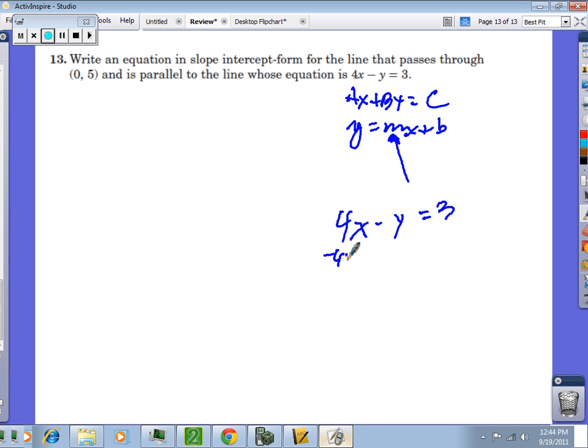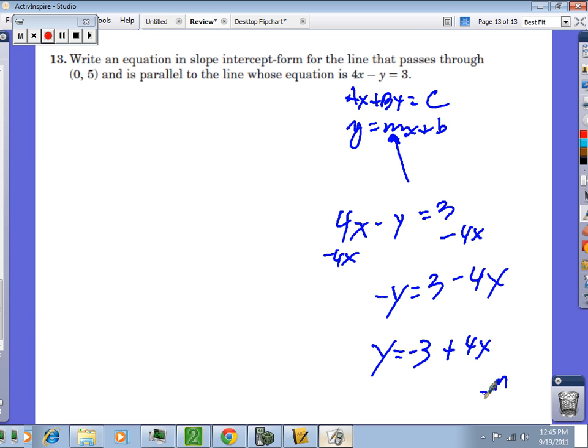Minus 4x on the left, minus 4x on the right. So you got a minus y equals 3 minus 4x. But we can't have a minus y. We've got to have a positive y. How are we going to change that to a positive y? Divide everything by a negative 1. So the 3 is going to turn into a negative 3. And the negative 4x is going to turn into positive 4x. Now, what's the m? Y equals negative 3 plus 4x. What's the m? Their m is 4.